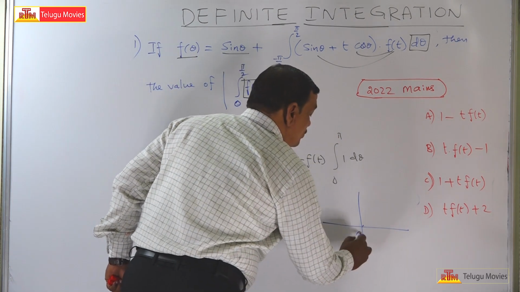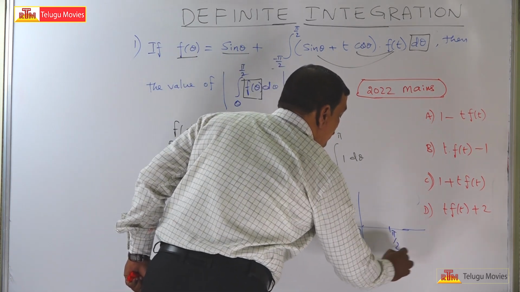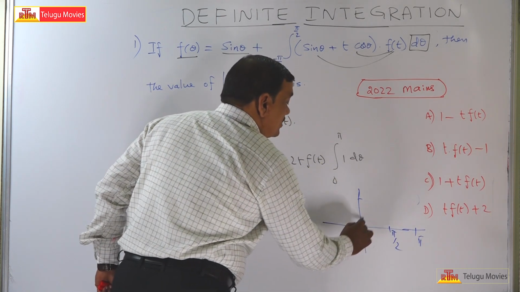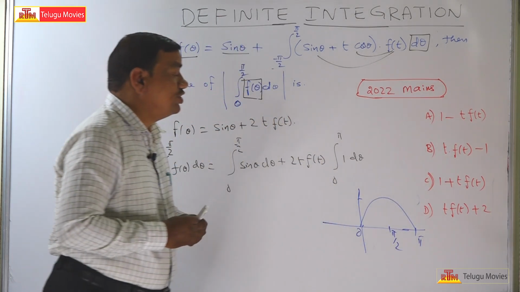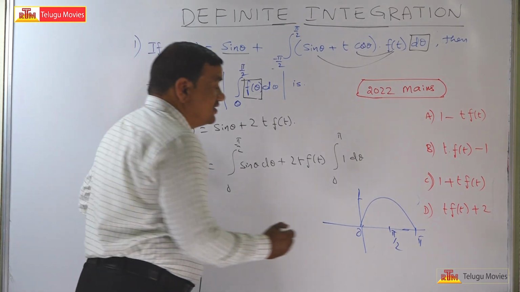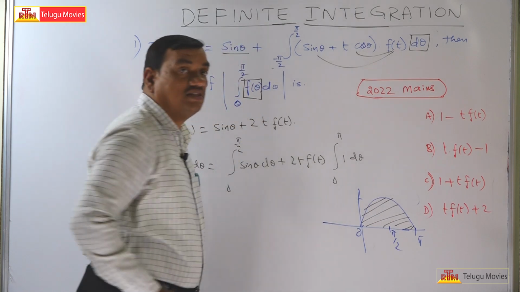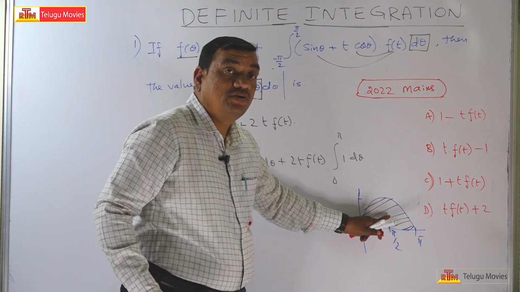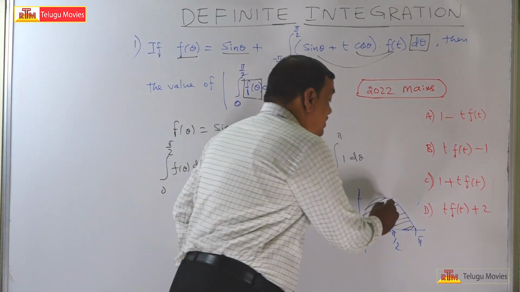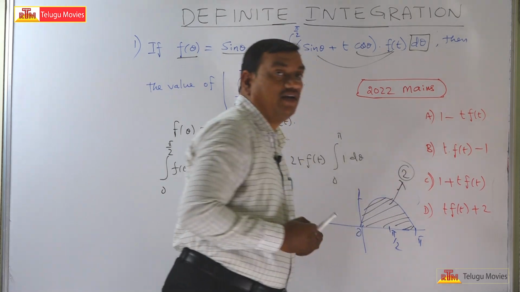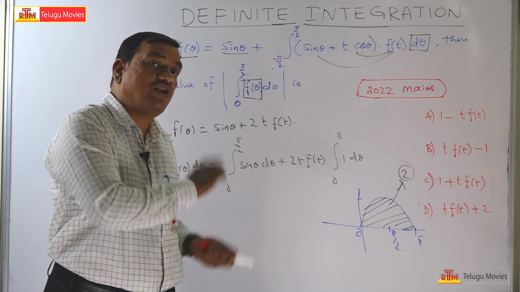So this is equal to 0, pi by 2, and pi. This is your sine graph, 0 to pi. I already told you the area of this hill. This is equal to 2 units, whether it is sine or cos.